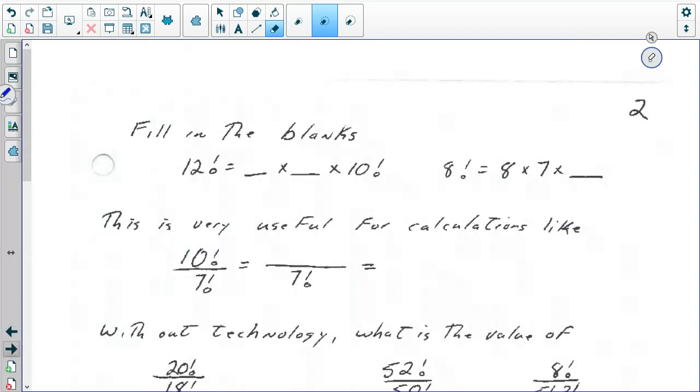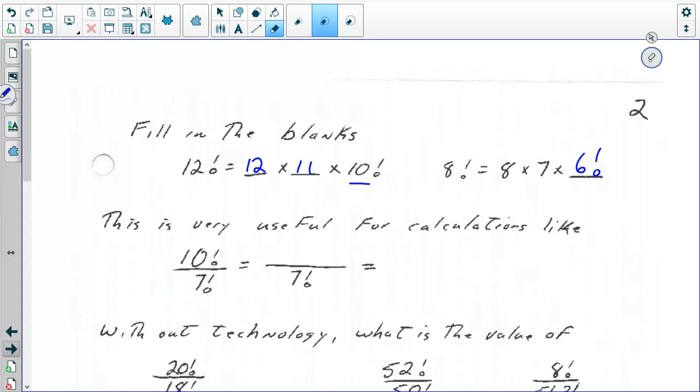Okay, so I can write 12 factorial as 12 times 11 times my 10 factorial. That 10 factorial would be 10 times 9 times 8 all the way down to 1, but I'm just abbreviating. 8 factorial is 8 times 7 times what thing would go here? Just 6? Has to be 6 factorial, yes.